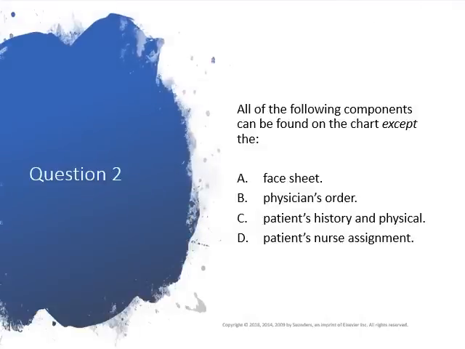Question 2. All of the following components can be found on the chart except which? Is it A, face sheet, B, physician's orders, C, patient's H&P, or D, patient's nurse assignment? Again, take a moment to consider your response for this question.